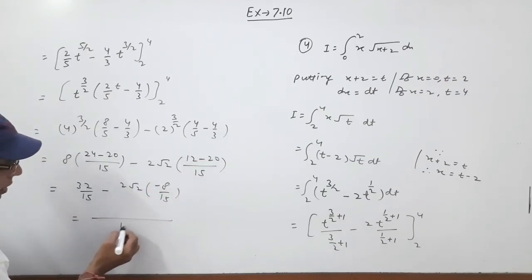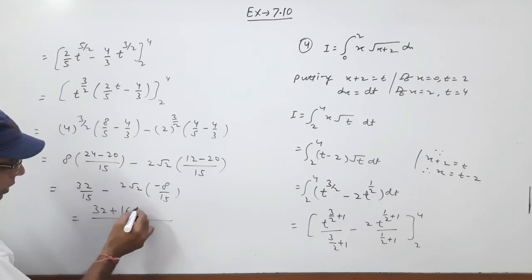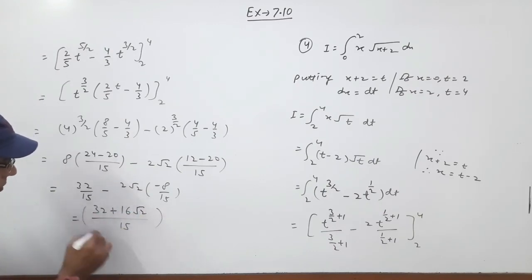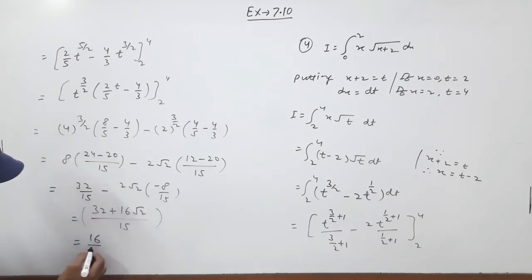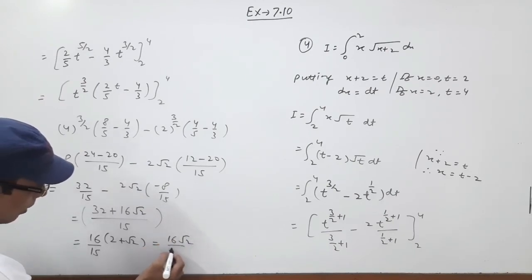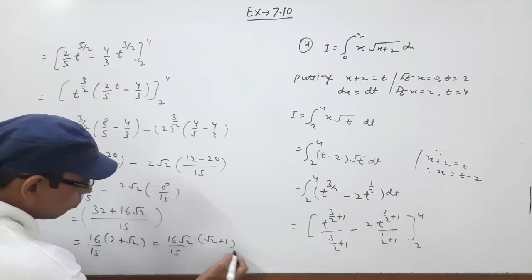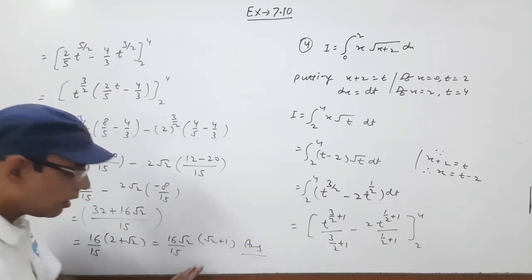Now the total LCM becomes 15. We have 32 minus, plus 8, that is 16 root 2. 16 upon 15, the 15 is already there, so this becomes 16 into 32 plus root 2. Also we can take out root 2 common. Then we have inside the bracket root 2 plus 1. Children, this is the answer.